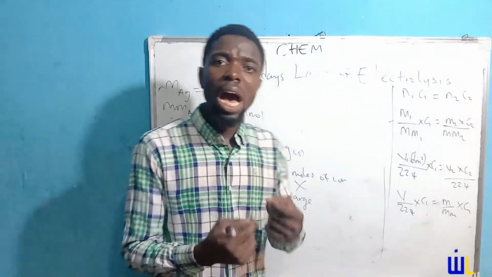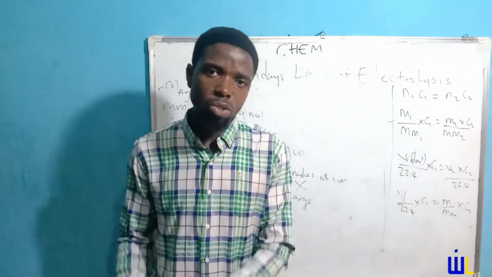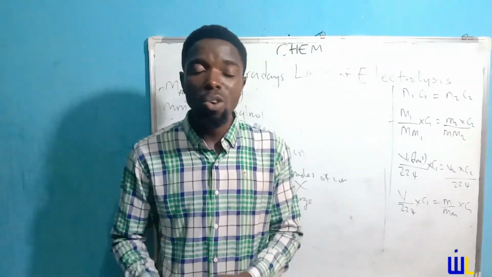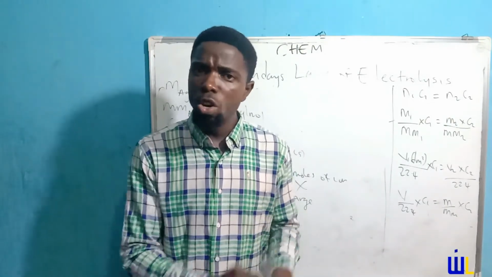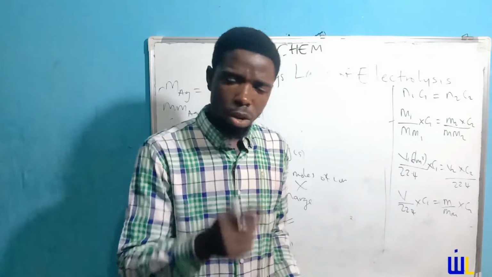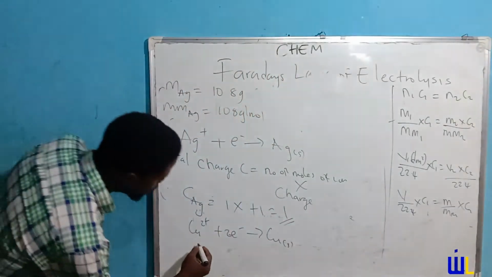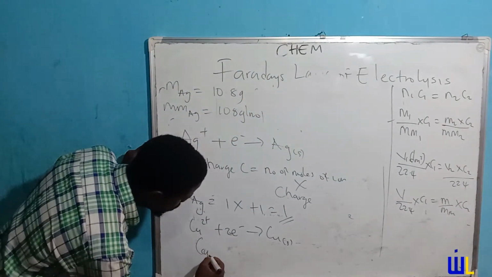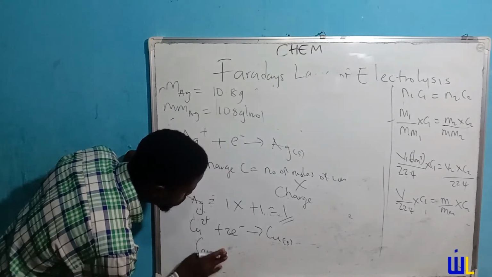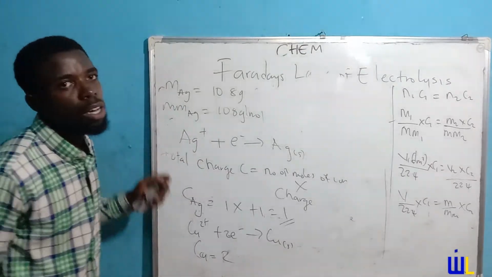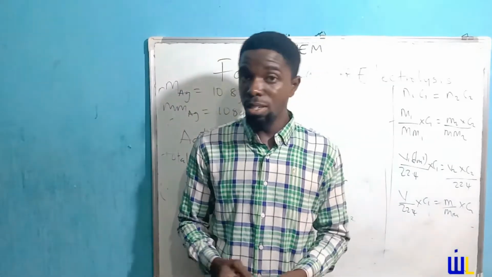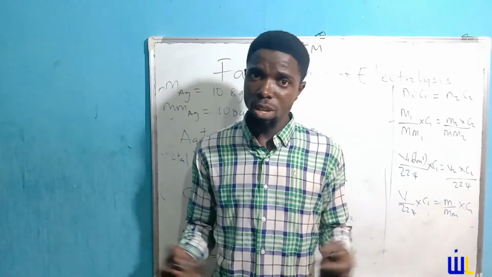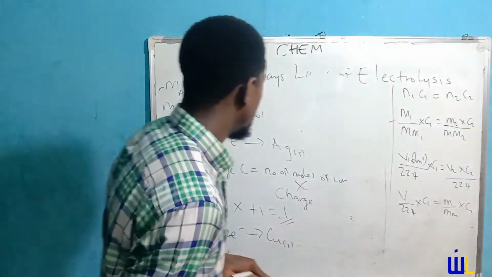The total charge, and the total number of electrons transferred for a balanced redox reaction with respect to electrolysis, is what would give you your value of C. Okay, having said that, the C for copper is going to be equal to 2. In describing the values of C, we most times do not consider the sign, whether plus or minus, so just have the values. Okay, so I take it again.